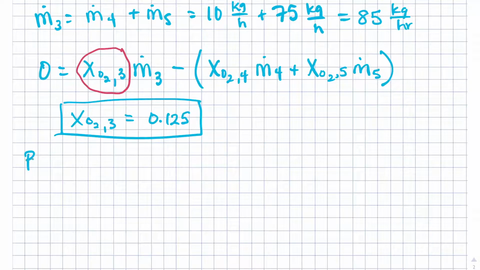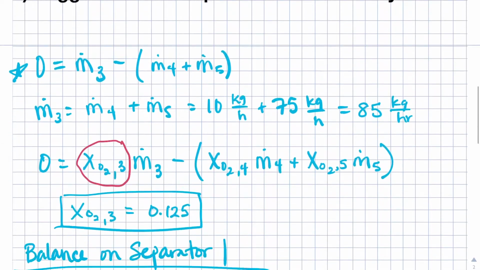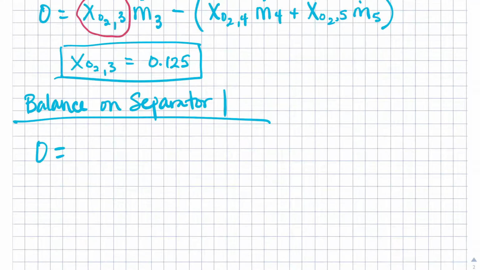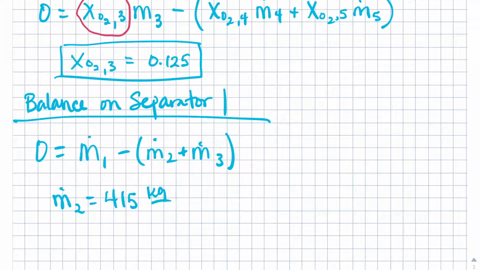So this will be a balance on separator 1. We can do an overall balance again, where we say that 0 is equal to the mass flow rate of stream 1, which is coming in, minus the mass flow rate of stream 2 plus the mass flow rate of stream 3, because that's what's coming out. Plugging in the numbers, you can get that the mass flow rate of stream 2 is 415 kilograms per hour.